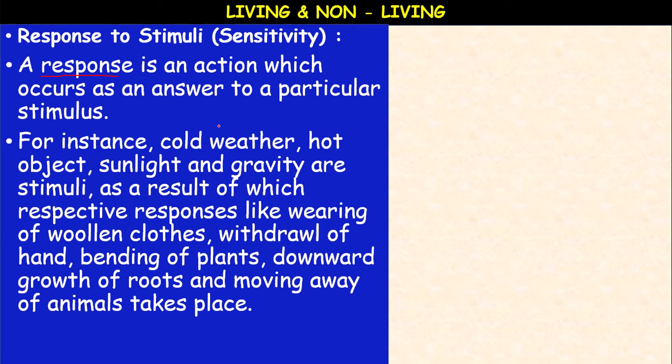So, these are all stimuli, as a result of which we get the respective responses: for cold weather we wear woolen clothes, withdrawal of the hand when you touch a hot object, bending of a plant towards the light, downward growth of roots towards the gravitational force into the soil, and moving away of animals like cockroach and earthworm when light falls on them. So, these are all the responses to the stimuli. Okay.